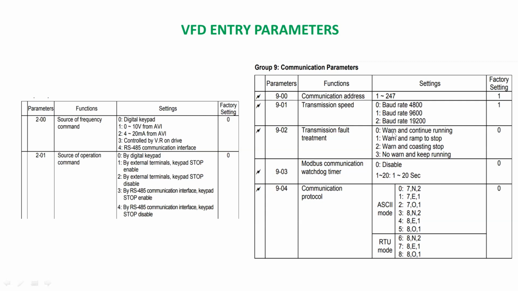Next, 9-03 is the Modbus communication watchdog timer. It doesn't need any timing to communicate. If you want, you can change the time here, but there is no need, because it should respond immediately. That's the reason I'm entering 0 here. Coming to the communication protocol, we have two types: ASCII mode and RTU mode.